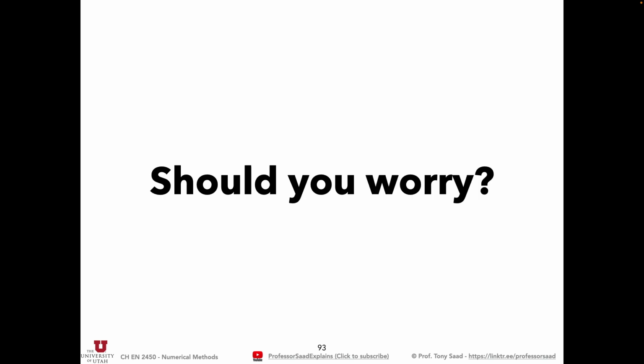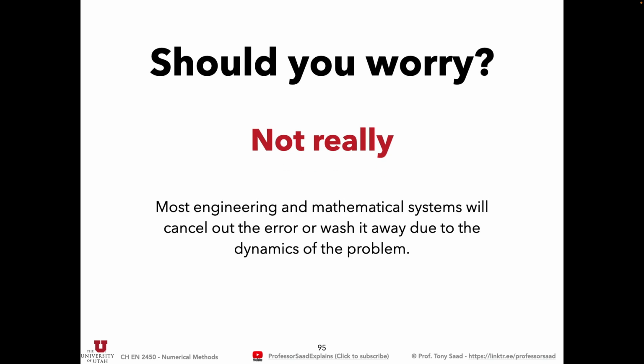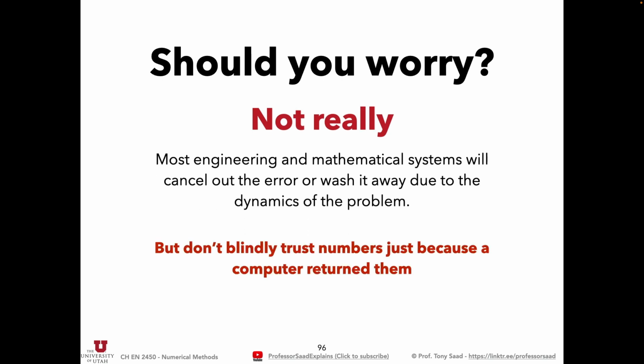Should you worry? Yes, a little bit, but not really, because most engineering and mathematical systems will cancel out the error or wash it away. Like the problems we deal with mostly in chemical engineering, these kinds of errors tend to be washed away by what we call diffusion in the problem, heat and mass transfer, etc. So you tend not to see it. But once you deal with data and data analysis, that's where you might end up in trouble. So be careful about that. Don't let it slow you down, and don't blindly trust numbers just because the computer gave them to you.